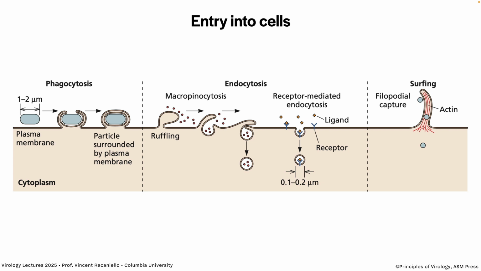And then we have receptor-mediated endocytosis, where a ligand will bind a receptor, and then the ligand-receptor complex is taken up into the cell by endocytosis in vesicles. This is part of a normal pathway to internalize molecules that are needed, and then they can be released. Then finally, there's a process called surfing, where cells have filopodia, extensions that contain actin, and virus particles can bind them and move down the actin filaments into the cell.